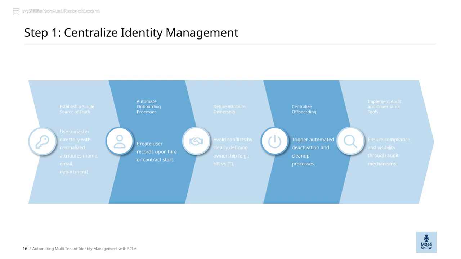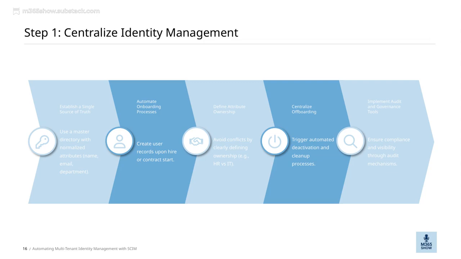Now, let's look at the first step in centralizing identity management, ensuring compliance and visibility. It's crucial to have robust audit mechanisms in place so we can track and review all identity-related activities, helping us stay compliant with regulations and quickly identify any issues. Next, we want to implement effective audit and governance tools that can trigger automated processes, like deactivation and cleanup of user accounts. This automation helps maintain security and reduces manual effort, especially when employees leave or change roles.